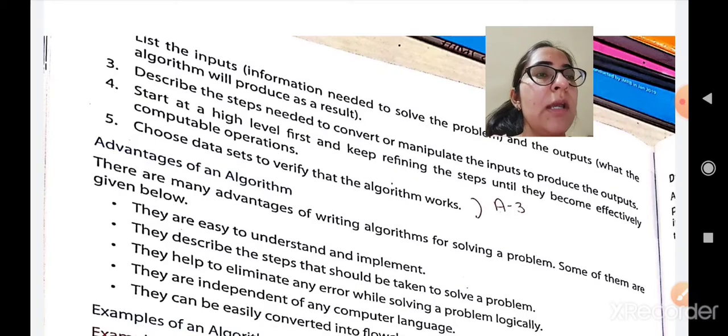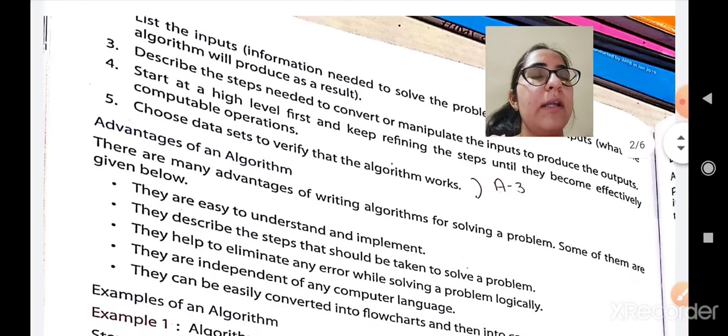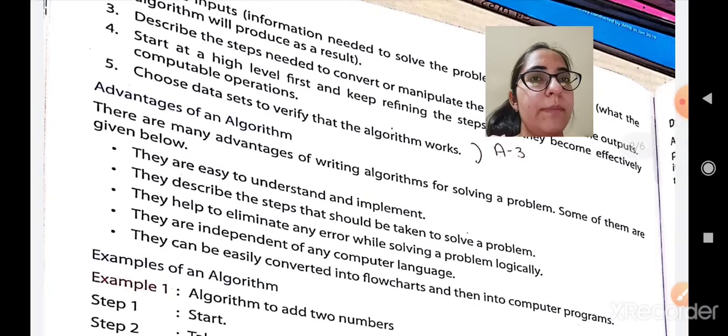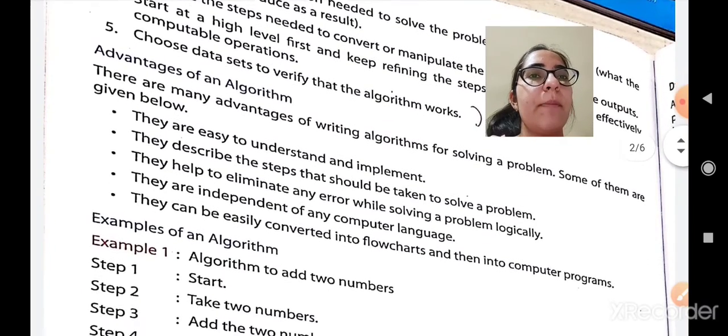It means first we will start with the high level and then you will follow the steps in sequence so that we can get an output in a proper manner, in an effective way. Then you will choose data sets to verify whether the algorithm works or not. So this is how you can develop an algorithm.